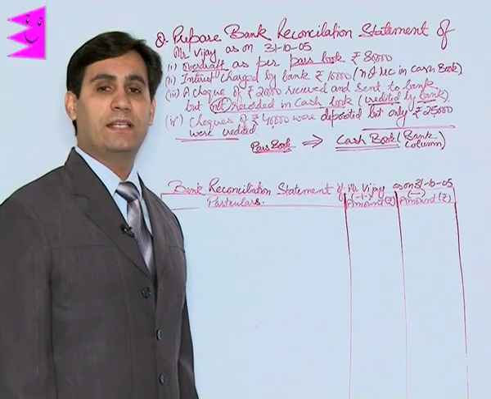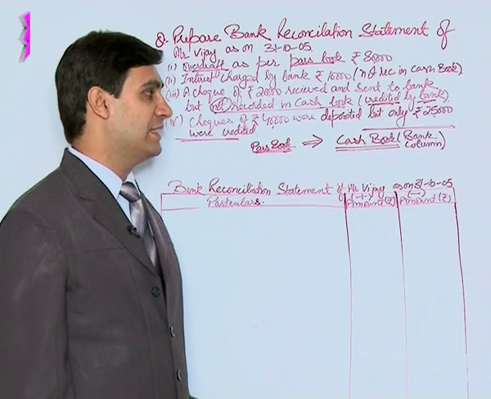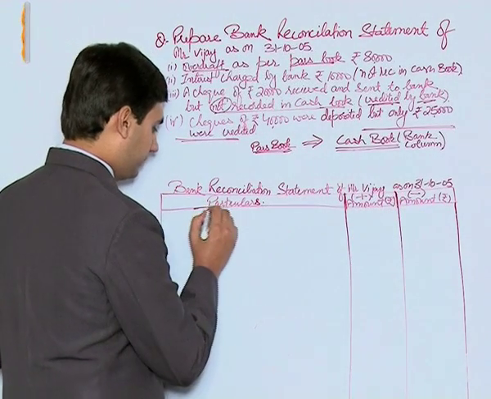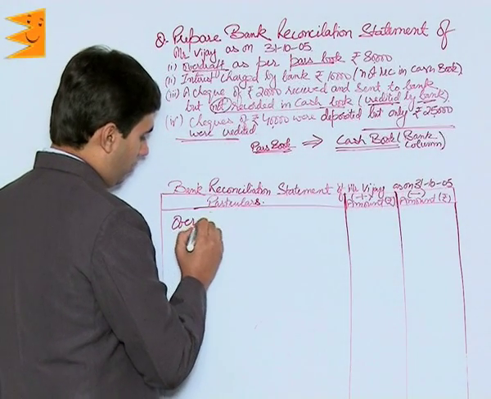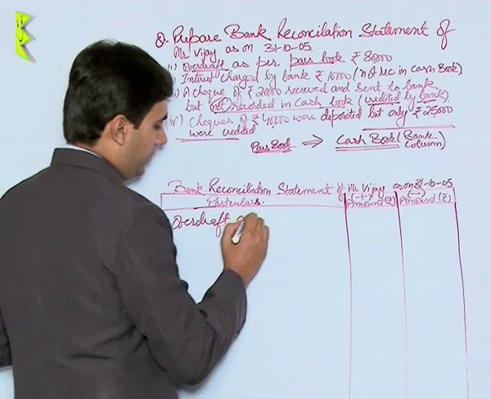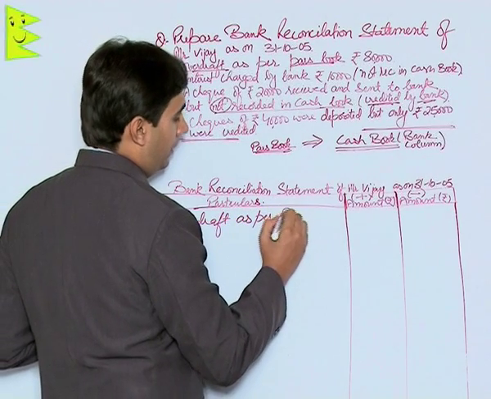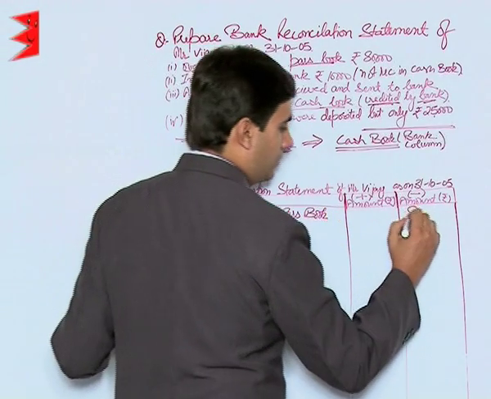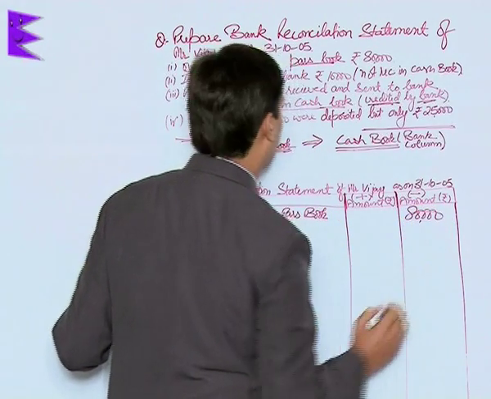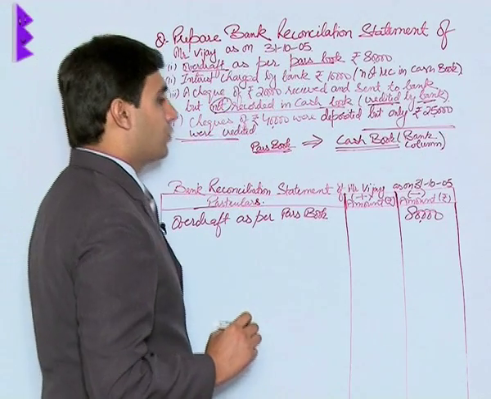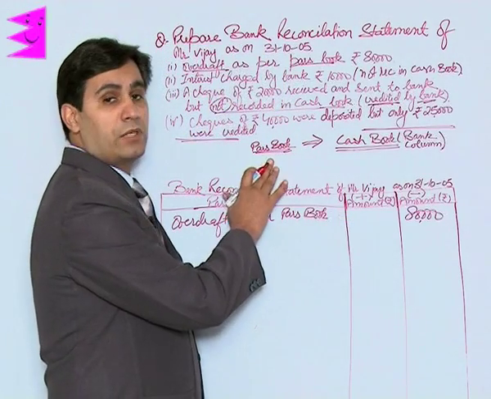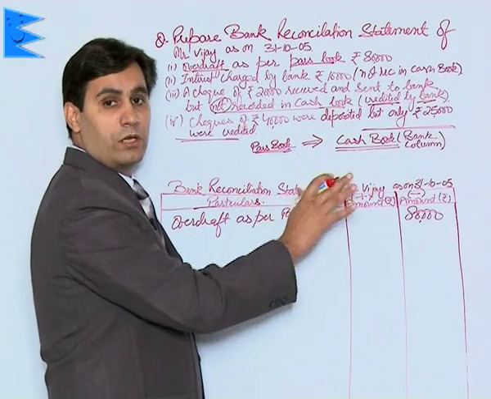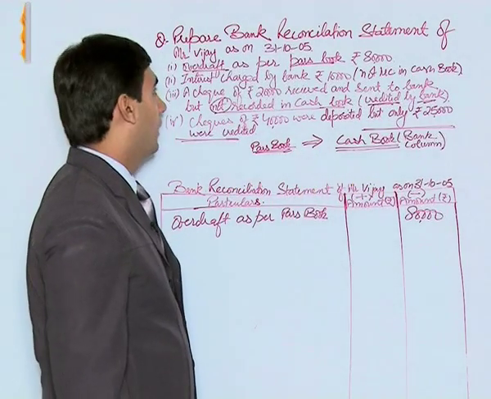Overdraft signifies negative balance. Since it signifies negative balance, it will appear in the minus column and we will write it as overdraft as per passbook 80,000. Now students, we are given balance as per passbook and we are required to find as per cash book. So I have mentioned it here for necessary workings.